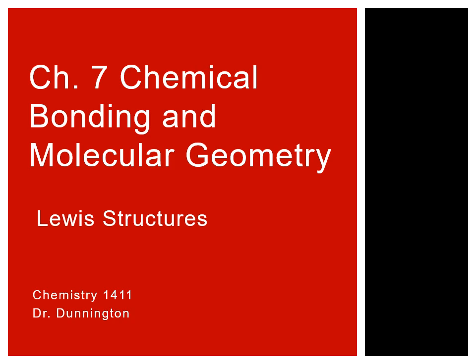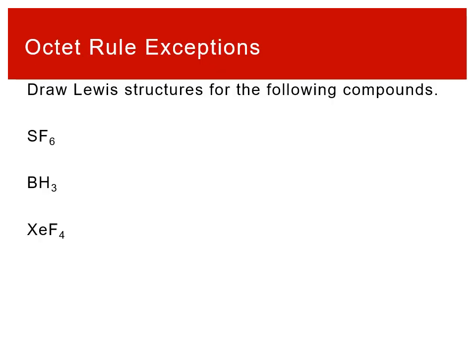I'm going to spend a little bit of time talking about drawing Lewis structures for these molecules that feature atoms that violate the octet rule. So let's draw Lewis structures for SF6, BH3, and XeF4.